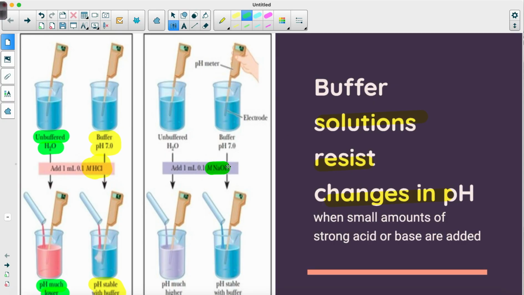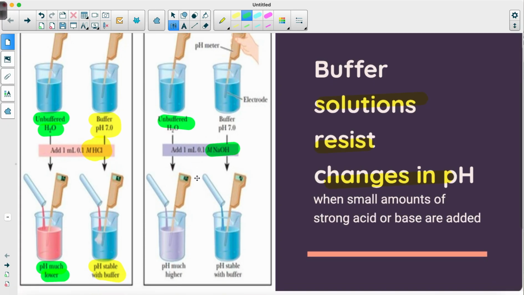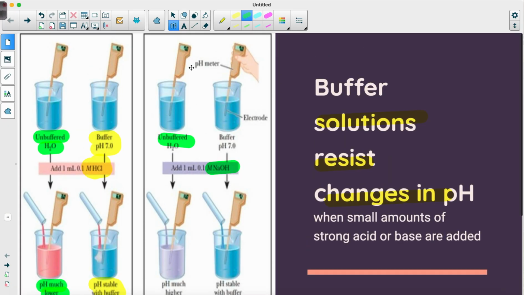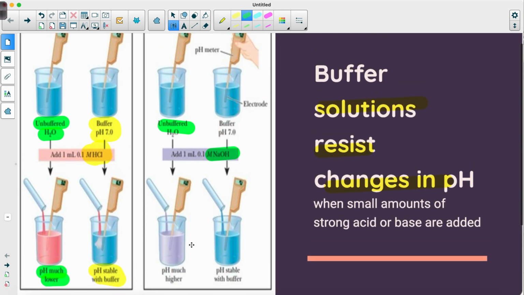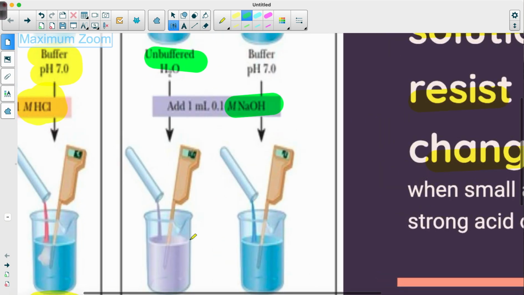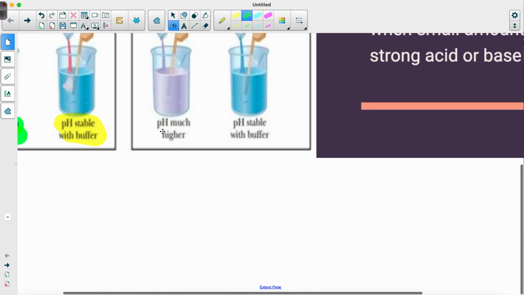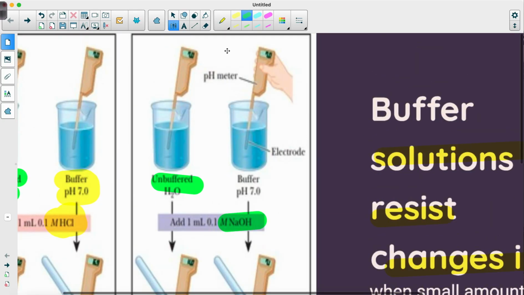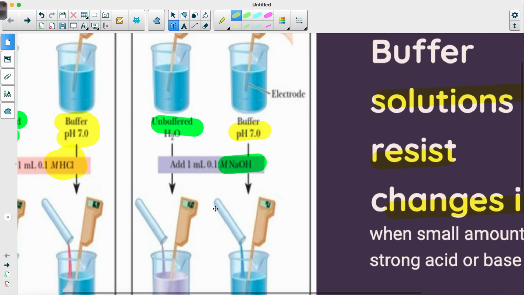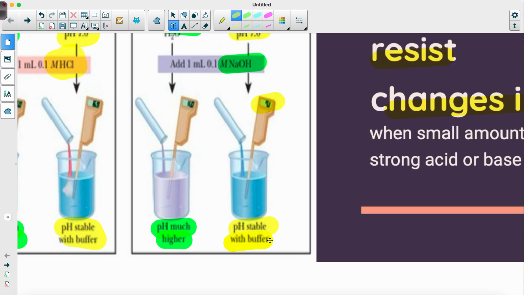Same thing works with a base. I'm going to add a strong base, NaOH. If it's an unbuffered solution, I add 1 milliliter of NaOH, right? The pH meter is set at 7. That thing will go all the way up to about 11, which is a huge swing in pH. Well, what if we did that to a buffered solution? We added 1 milliliter of 0.1 NaOH, and it equals 7.1. The pH is stable with a buffer.